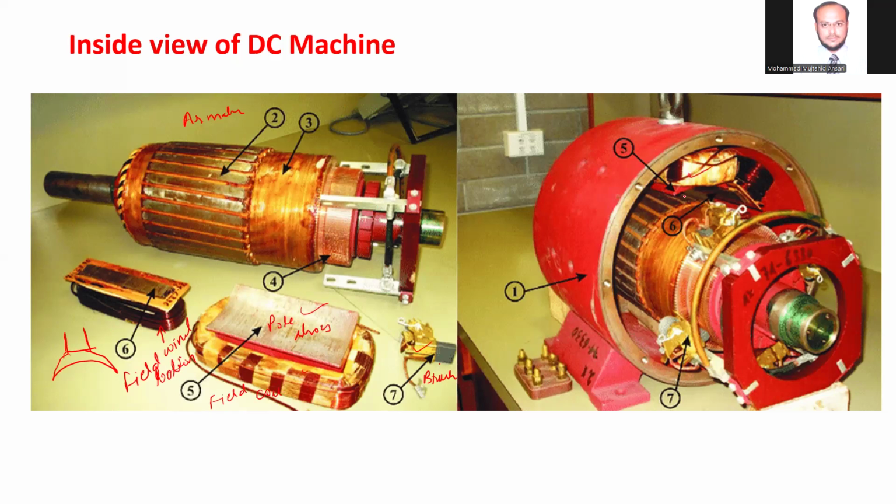So this is the field winding. This is the field winding, the field poles, and inside it the armature is free to rotate. So this is the complete structure of a DC machine.